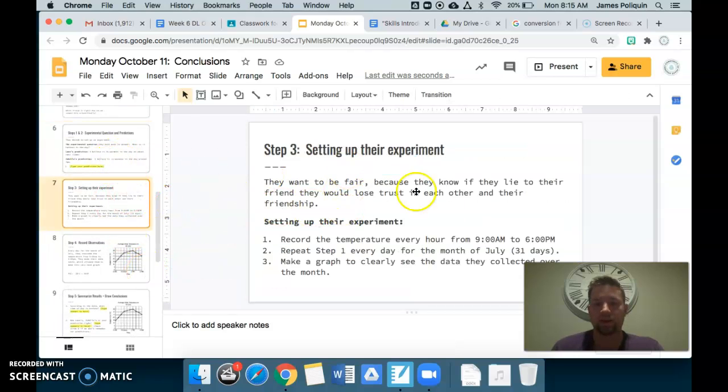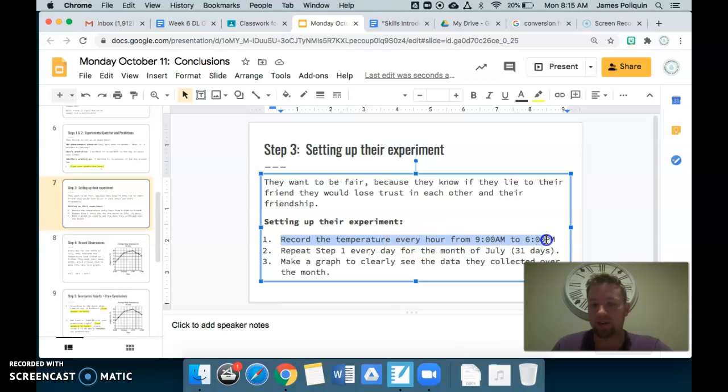Slide 7, setting up their experiment. They want to be fair, because they know if they lie to their friend, they'd lose trust in each other and their friendship, and they didn't want to lose that. So, here's how they set up their experiment. They record the temperature every hour from 9 a.m. to 6 p.m. So they're recording it at 9, 10, 11, 12, 1 o'clock, 2 o'clock, 3 o'clock, 4 o'clock, 5 o'clock, 6 o'clock.